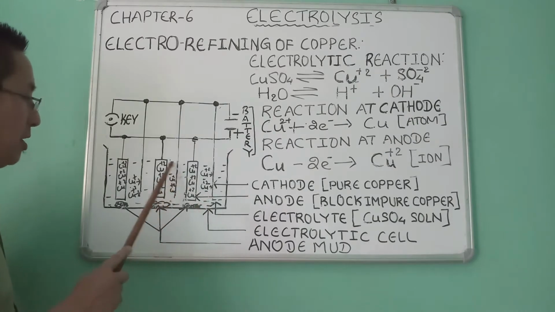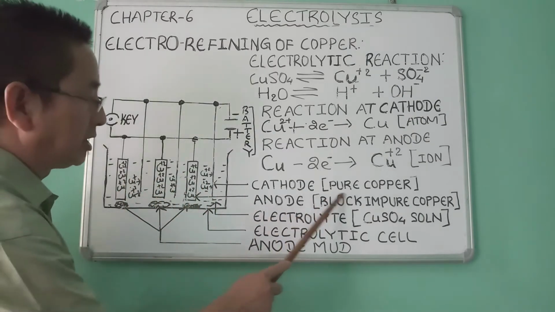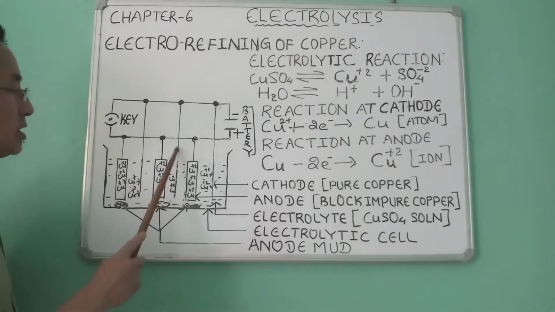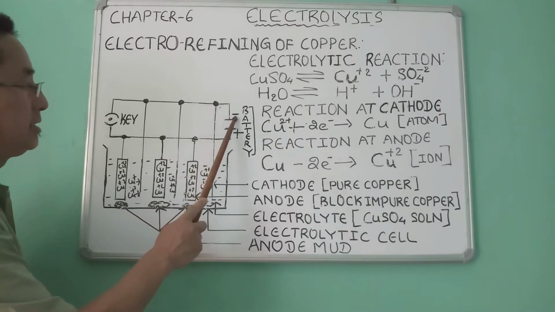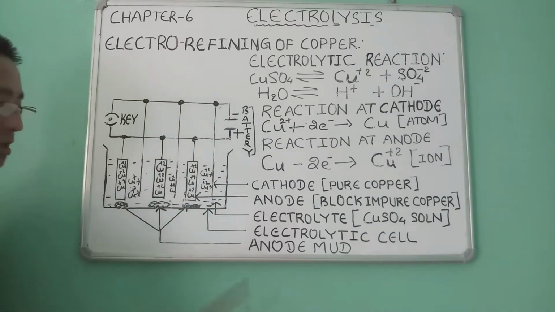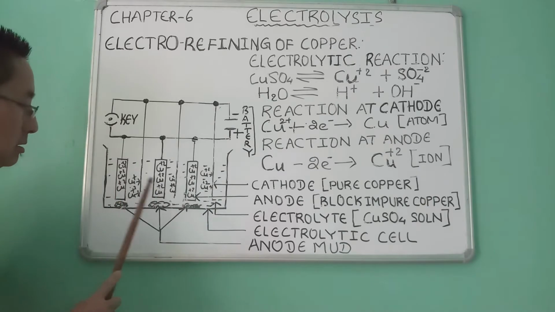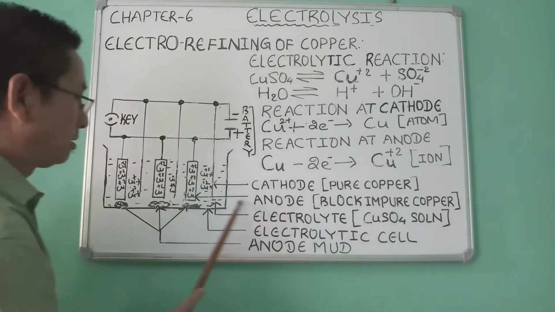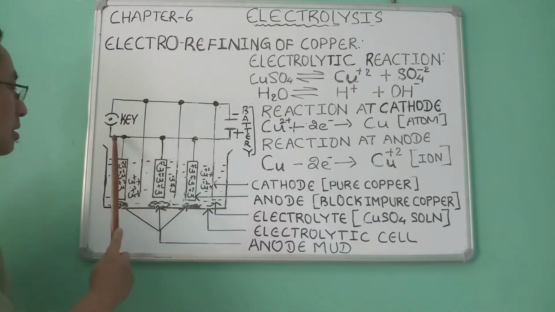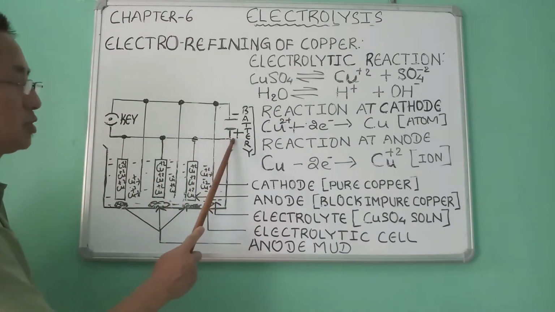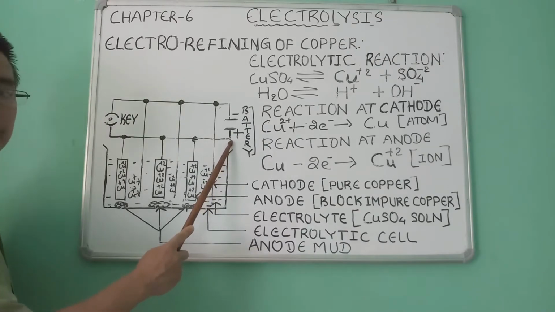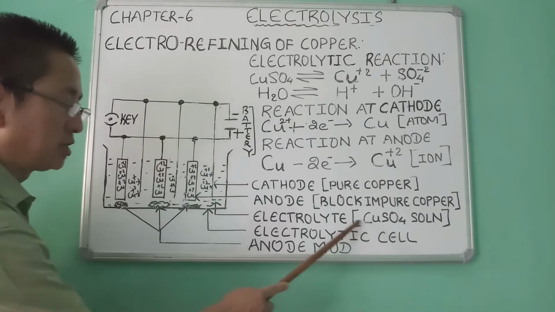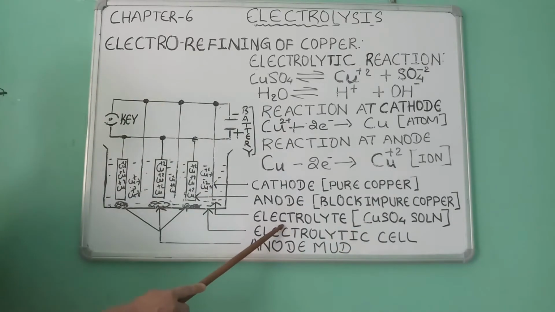Here a thin strip of pure copper is made the cathode. The cathode is the electrode which is connected to the negative terminal of the battery. Here, the anode. The anode is made up of a block of impure copper, which is connected to the positive terminal of the battery. Here an aqueous solution of copper sulfate is used as the electrolyte.